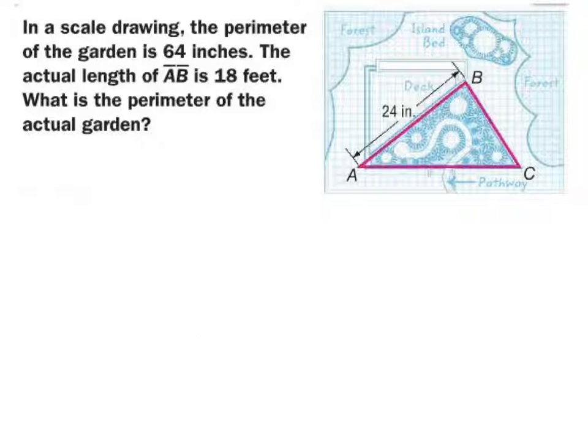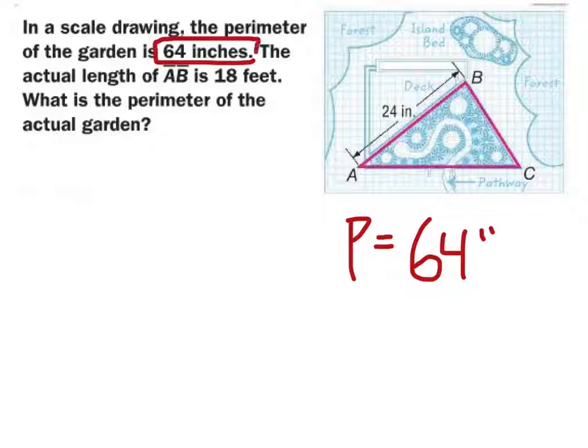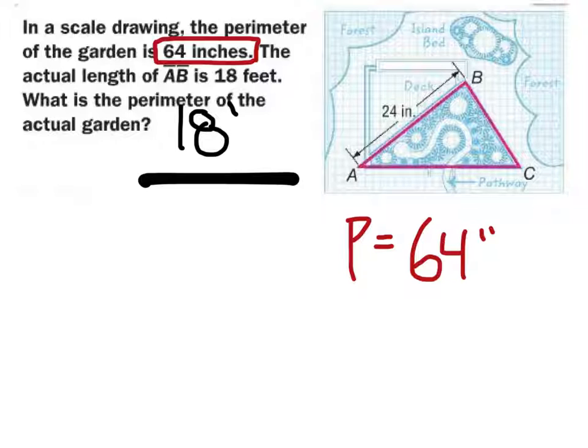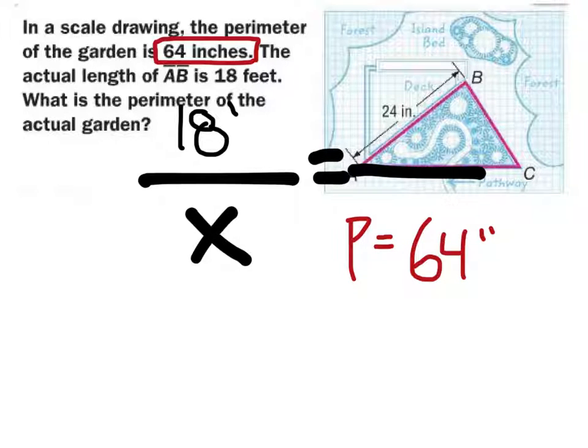All right, so in this example, the same thing is going to work for us, all right? So I got 24 inches is the side length AB. But we also know we have the perimeter of 64 inches because it told me so right here. Now the actual length of AB is 18 feet. Okay, so once again, I'm just going to go ahead and throw this into a proportion and I'll solve for x right here because I don't know the perimeter of the other triangle, and since I've already got perimeter here in the denominator, the perimeter of this other triangle must also be in the denominator, okay?